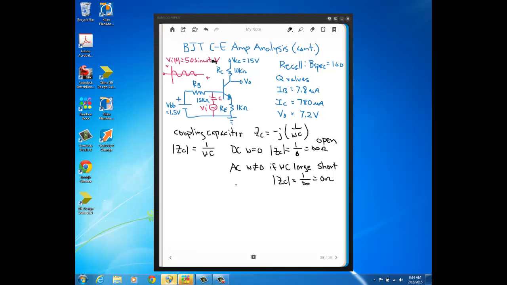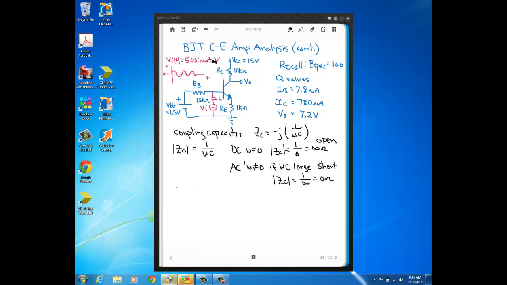So what this means in our analysis is that when we add this AC source to our circuit, because we put this coupling capacitor in between the source and where we're connecting it to the circuit, it doesn't affect these Q values. It doesn't affect these DC values. These are going to be the same. What it does is that it introduces a sinusoidal variation around these Q values.